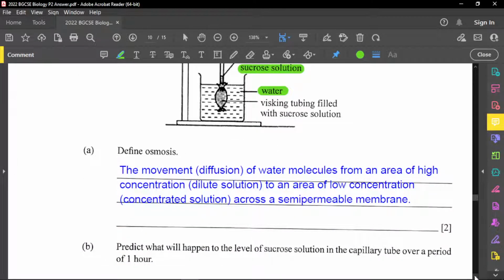All right, so here's a defined osmosis. Osmosis can be defined in so many ways, and so I put a compound definition here, just to bring out certain points. The first part says that it is the movement, which is a diffusion, of water molecules from an area of high concentration, which is a dilute solution, to an area of low concentration, which is a concentrated solution, across a semi-permeable membrane. I just put some words in there to guide you in terms of what is happening. The particles are moving from higher to lower, that means a diffusion process. So osmosis is a diffusion of water, but it must come from a dilute solution to a more concentrated solution, and it must go across a semi-permeable membrane.